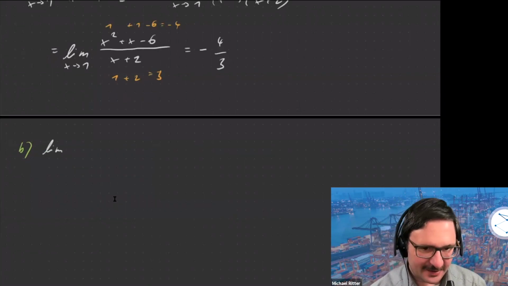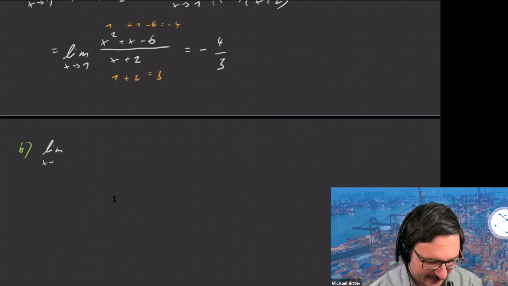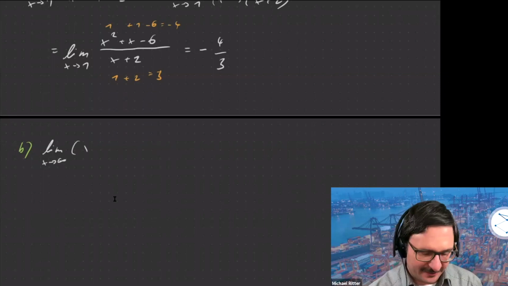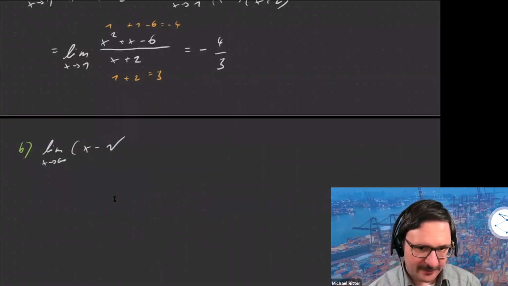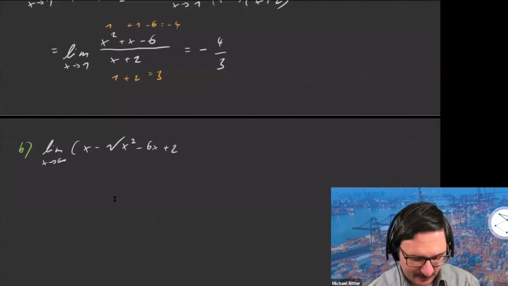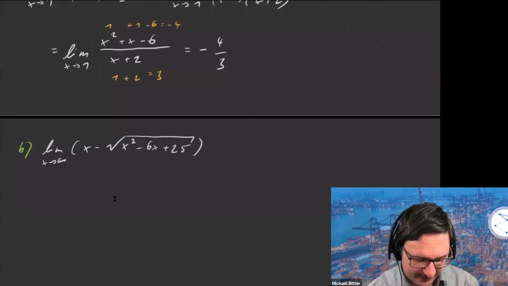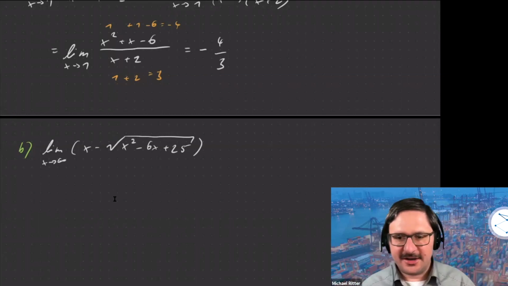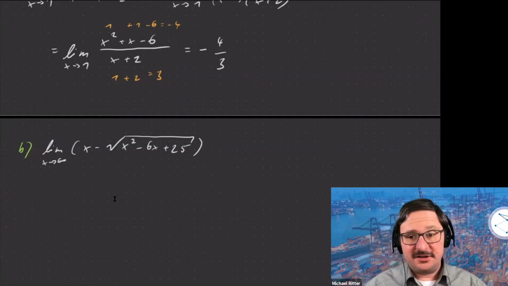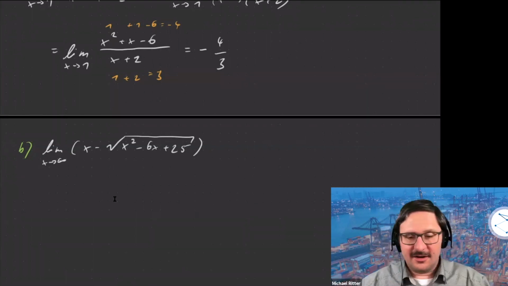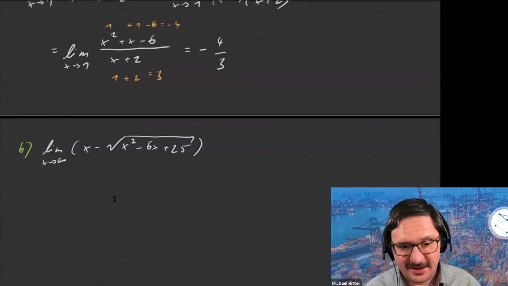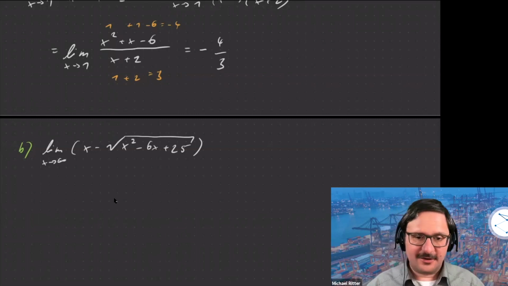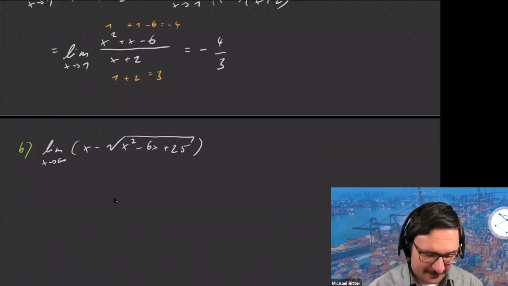Now here's another limit, as x tends to infinity this time. We want to compute the limit of x minus the square root of x squared minus 6x plus 25. In this case, if we just substituted infinity into that expression, we get something like infinity minus infinity. And basically anything can happen in that case. So we again have to find some reformulation for that.